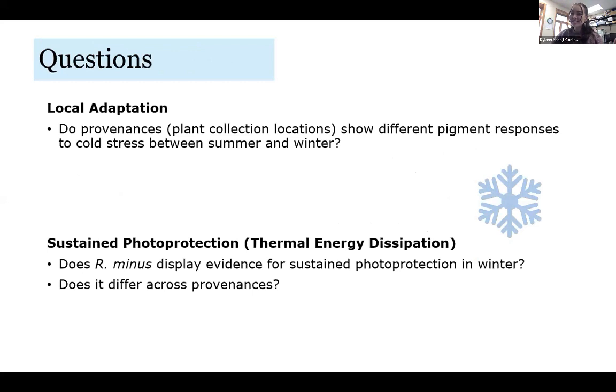So our big questions, particularly thinking about these pigments, are: do these provenances, or plant collection locations, show different pigments and different pigment responses to cold stress over seasons, so between summer and winter? And also, is this sustained long-term photoprotection, thermal energy dissipation, happening in our Rhododendron minus? And does this differ by the provenances?